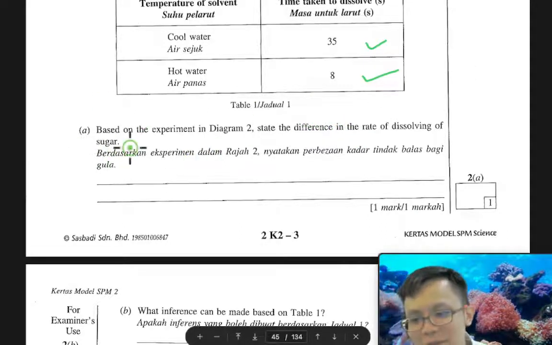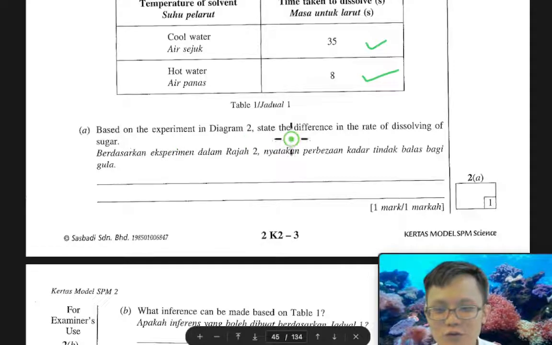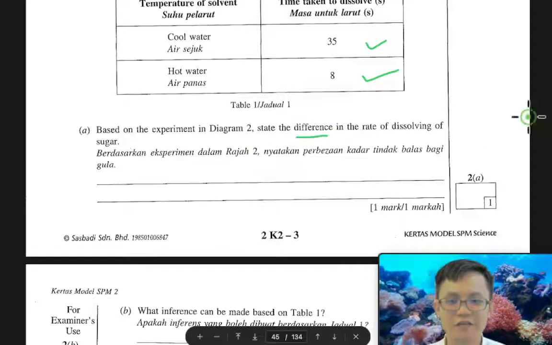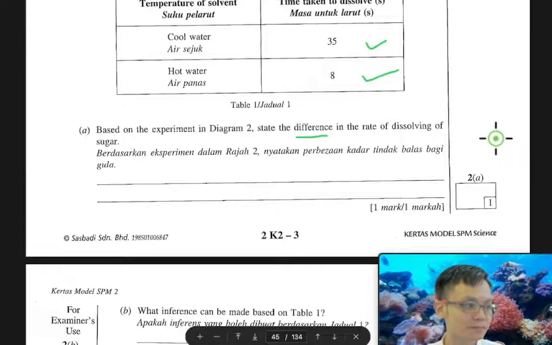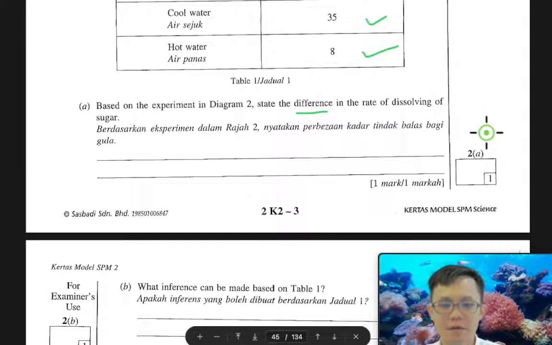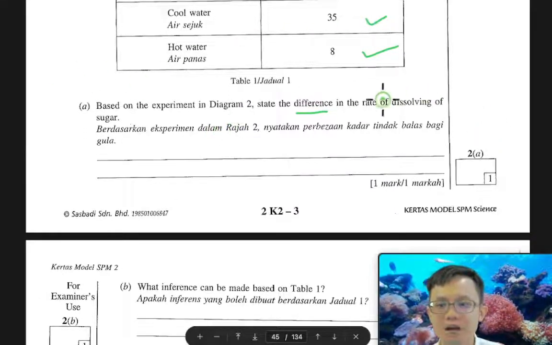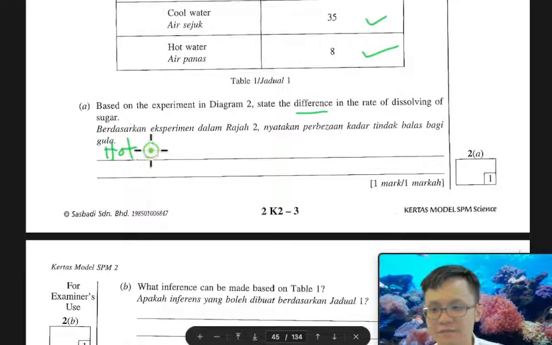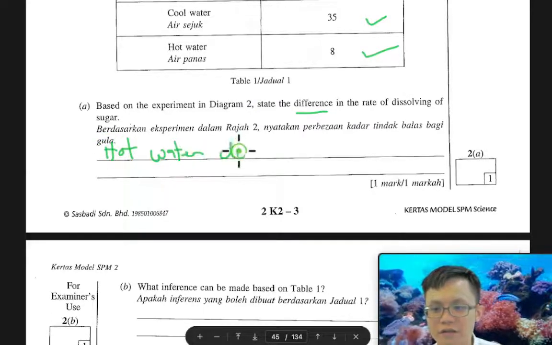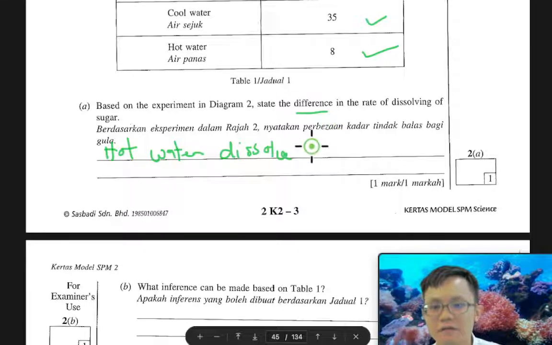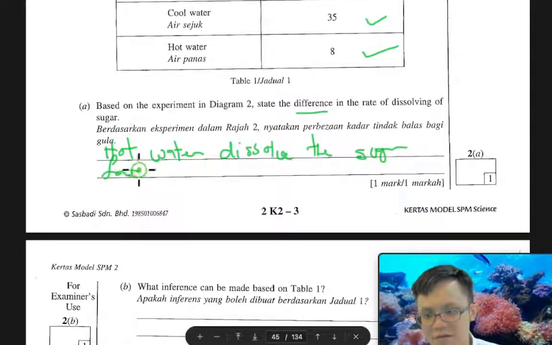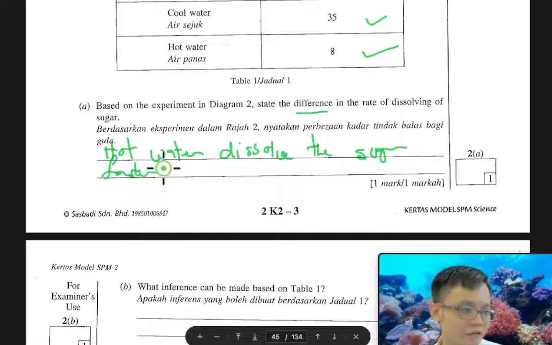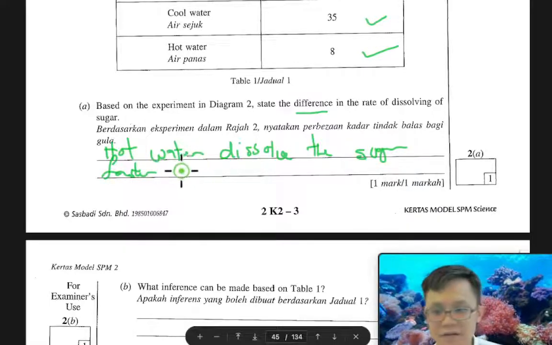Okay, based on the experiment diagram 2, state the difference in the rate of dissolving sugar. So what is the answer? Hot water dissolves the sugar faster than cold water.